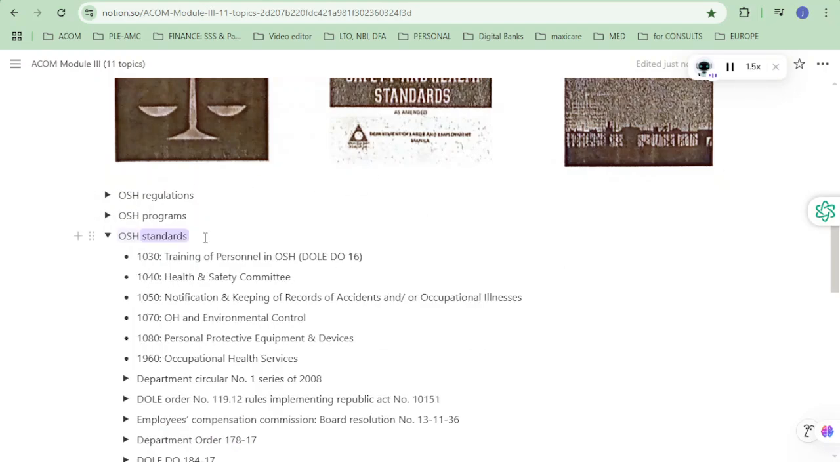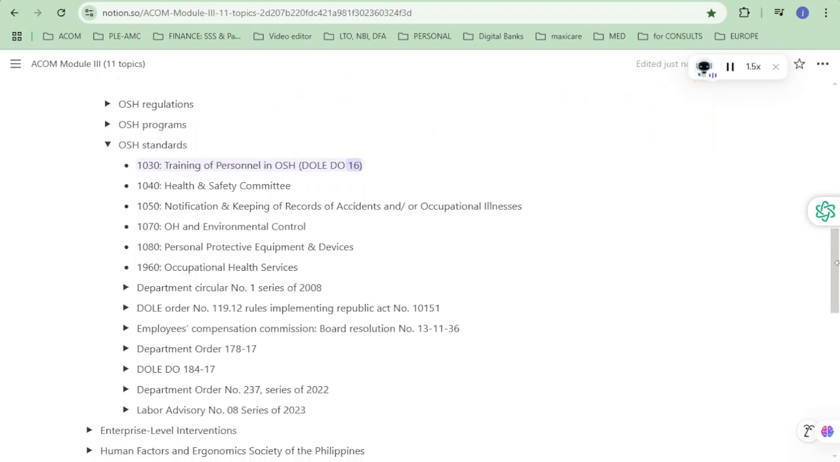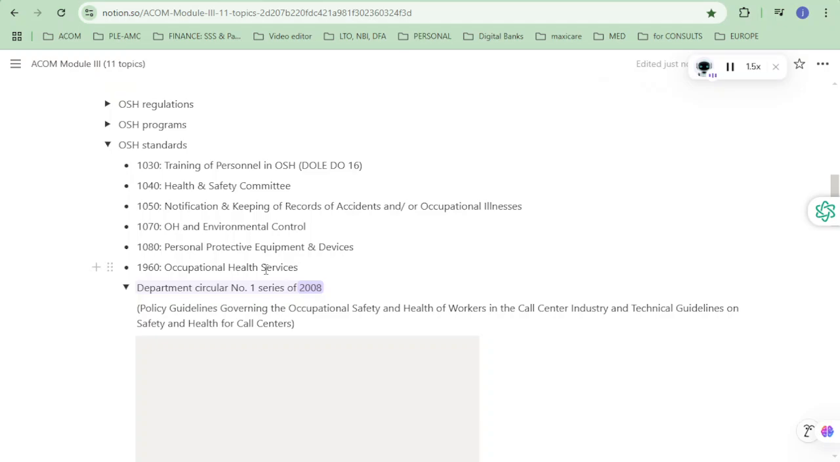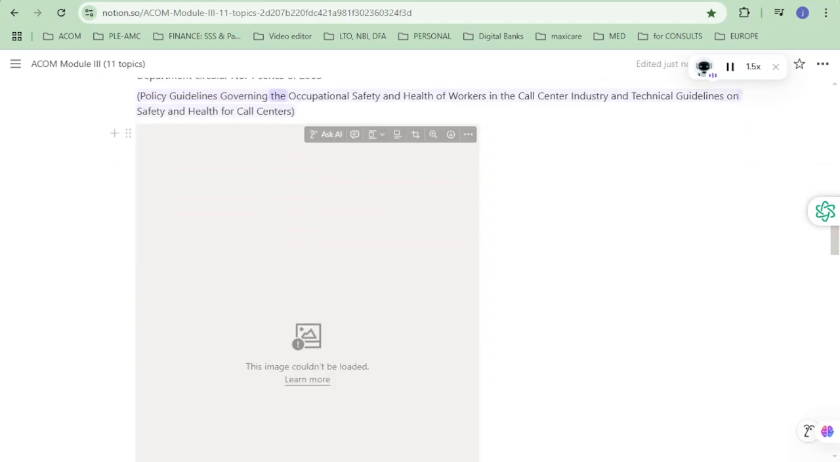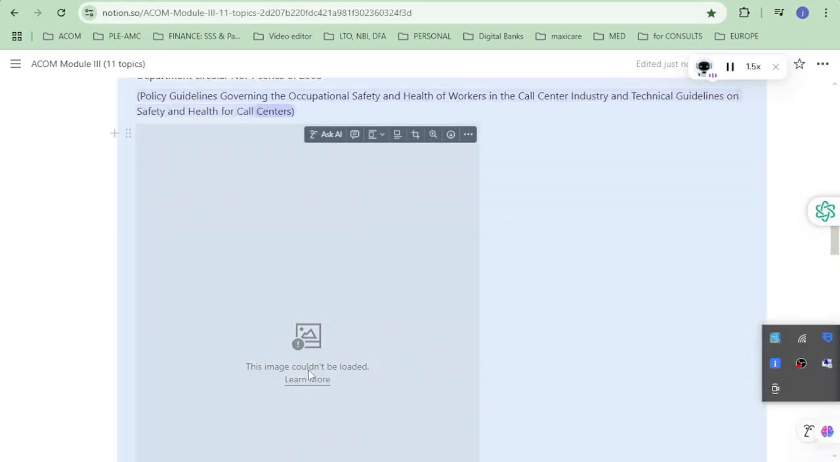OSH standards. 1030, Training of Personnel in OSH, DOLE DO 16. 1040, Health and Safety Committee. 1050, Notification and Keeping of Records of Accidents and/or Occupational Illnesses. 1070, Occupational Health and Environmental Control. 1080, Personal Protective Equipment and Devices. 1960, Occupational Health Services. Department Circular No. 1 Series of 2008. Policy Guidelines Governing the Occupational Safety and Health of Workers in the Call Center Industry and Technical Guidelines on Safety and Health for Call Centers.